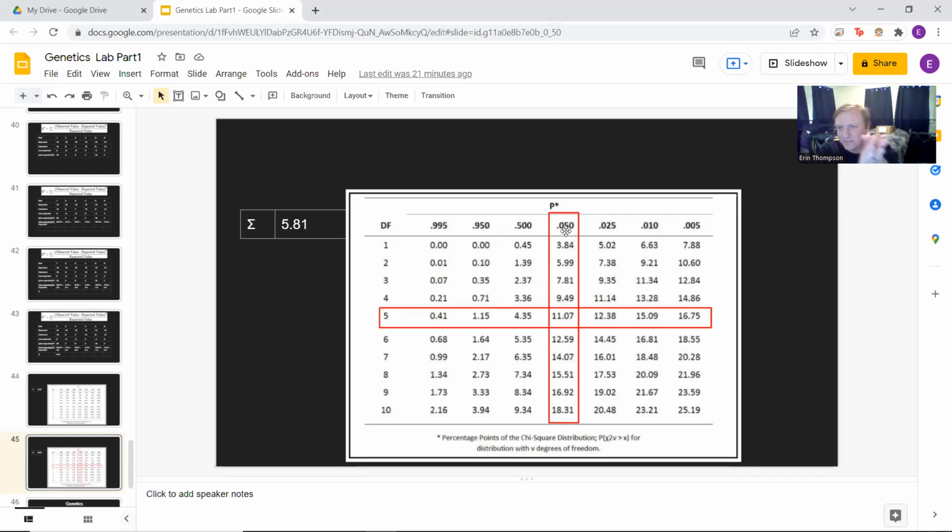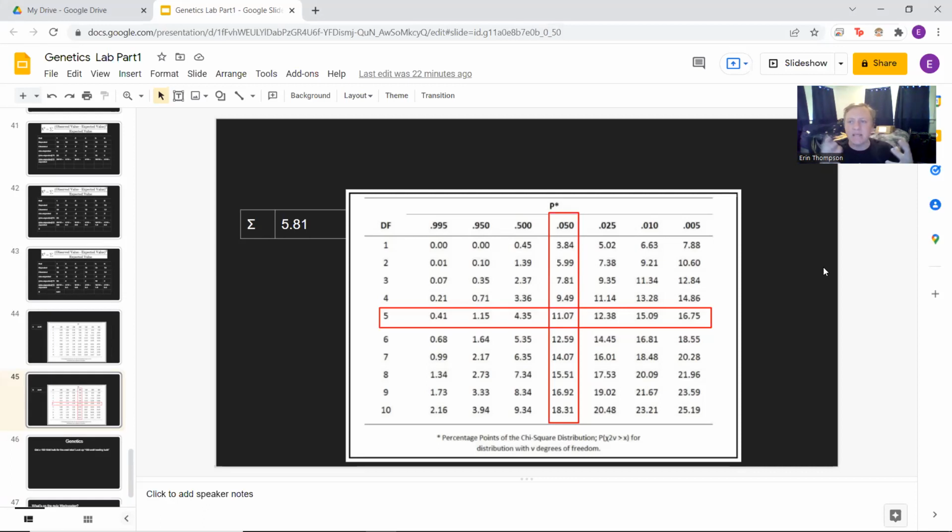And this might seem kind of random, and it is. It is up to the experimenter. It's up to the person doing the experiment to determine how confident they are in their results. 95% is very common though, so we'll go 95% confidence. All right, so 5.81 is less than 11.07.